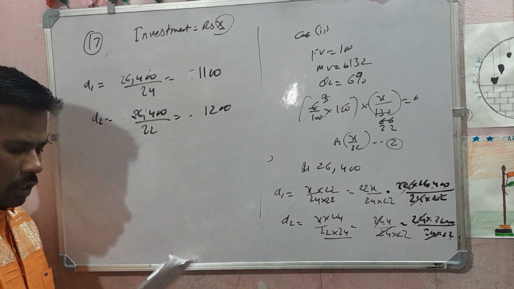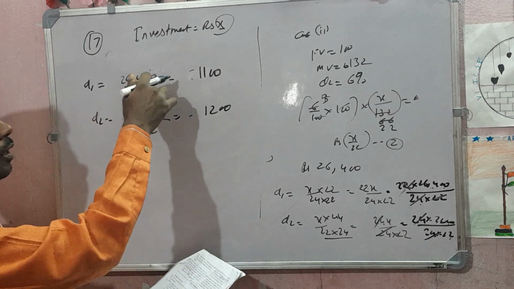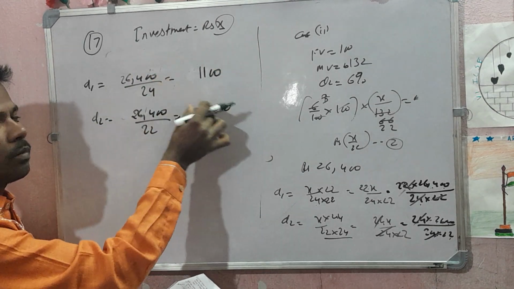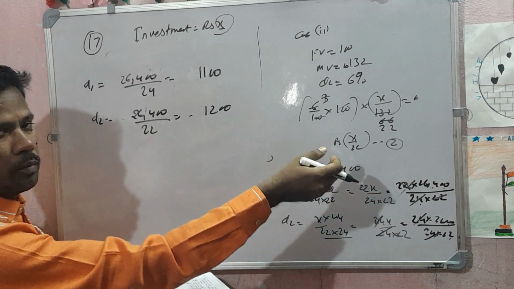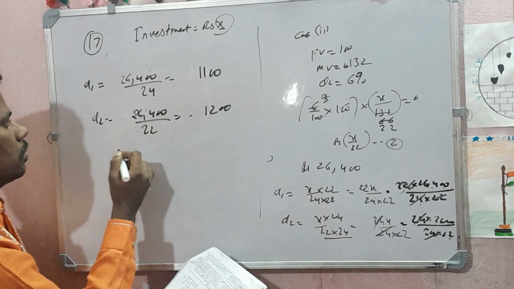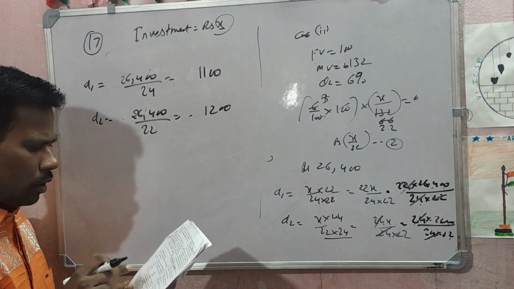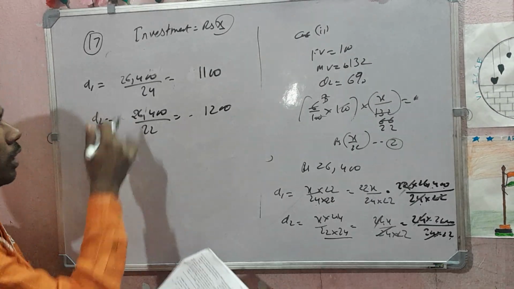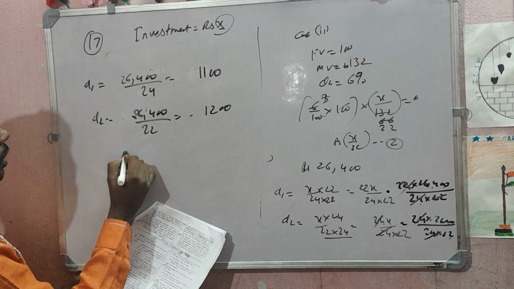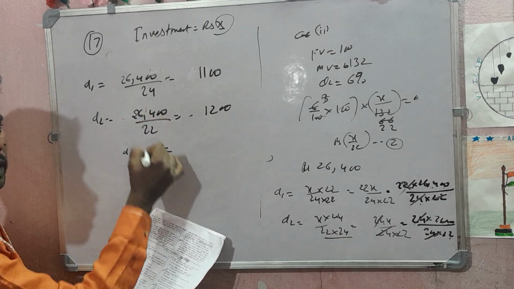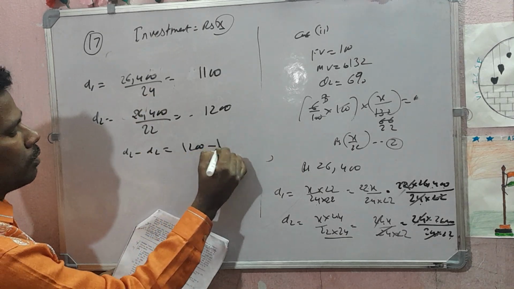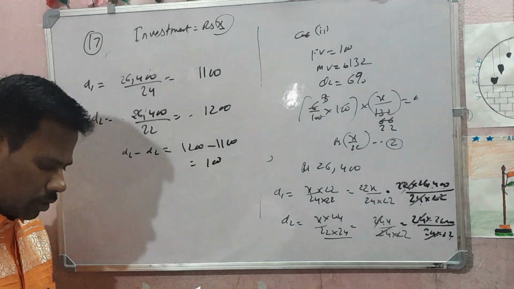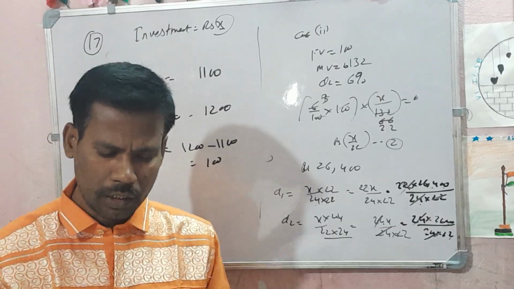So again, what is the difference? What is asked? I divided in the rough column, so I got the answer like this. Division and multiplication is not possible to do since you are in 10th class, you have to do by yourself. What is asked? How much will be the difference between the annual returns? Difference means what? D2 minus D1, that is nothing but dividend 2 minus dividend 1. 1,200 minus 1,100, that is nothing but 100 rupees. 100 rupees is the dividend.